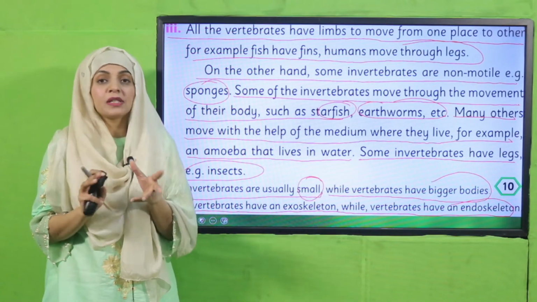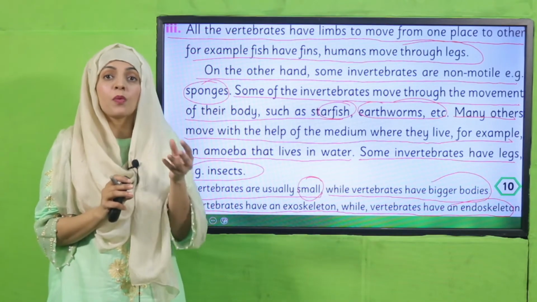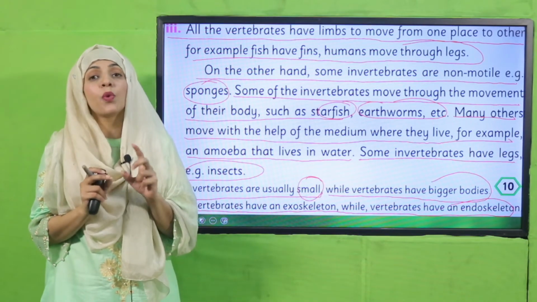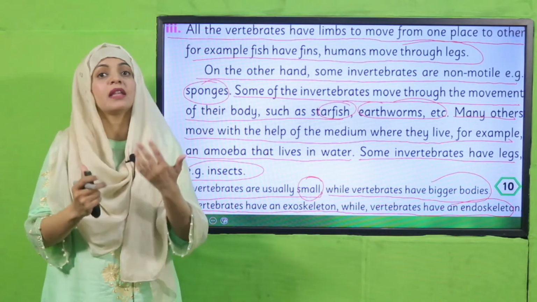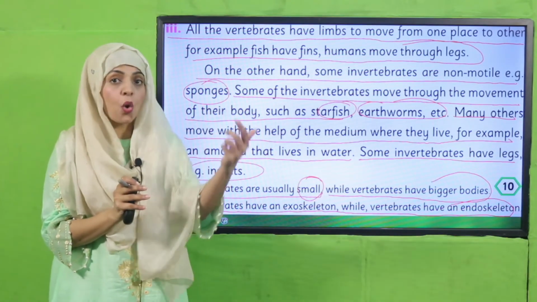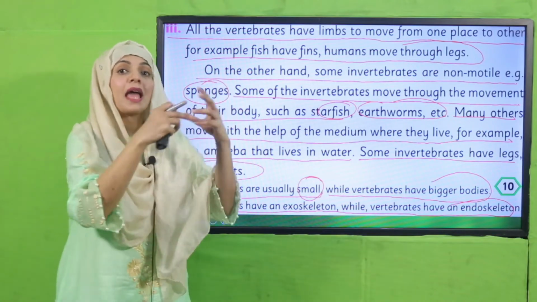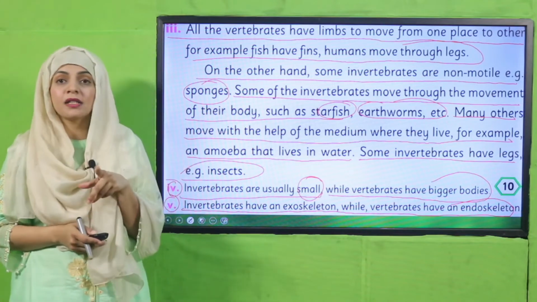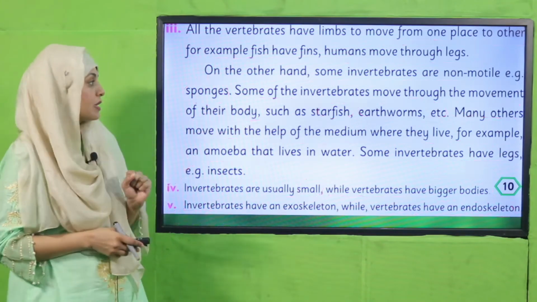So this is a major difference, that invertebrates have an exo, outside skeleton, whereas in vertebrates there is endo, that is, inside skeleton. So now the difference is clear. What is endo, inside, and what is exo, outside skeleton. Okay, so this is another difference between vertebrates and invertebrates.